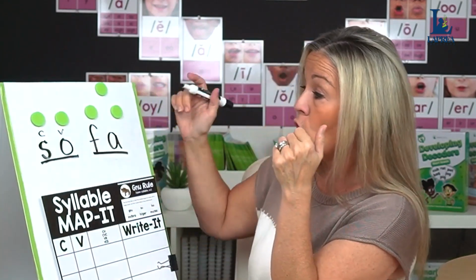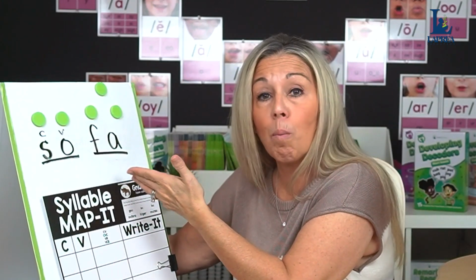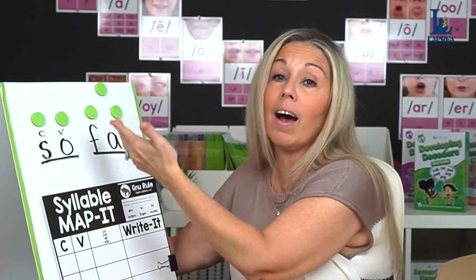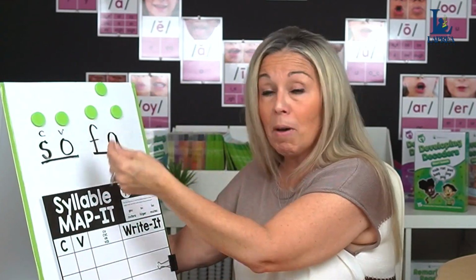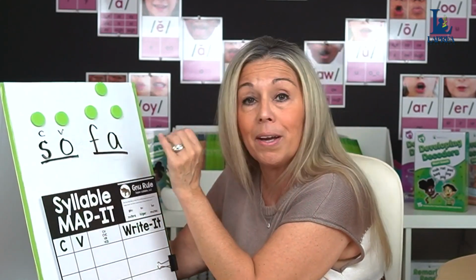And then again, we're going to have this two-syllable word. This has an open syllable. This is an open syllable and an open syllable. But again, it's a schwa, right? The most common sound. But that's how you would map this word. This is not a closed syllable. It's considered an open syllable.